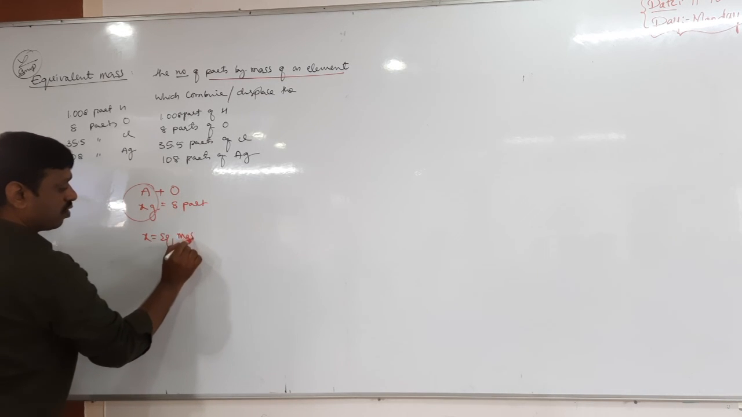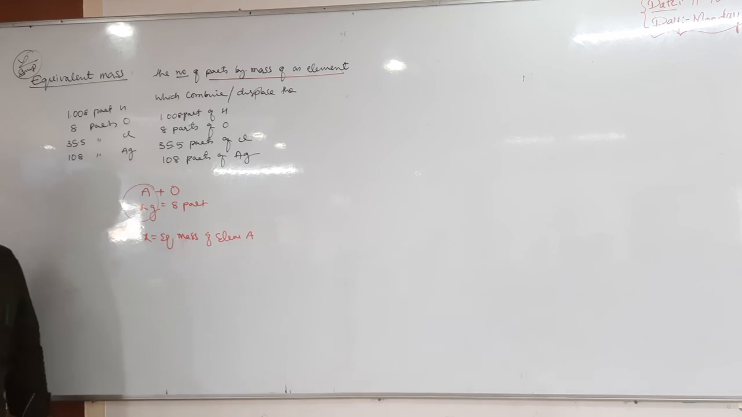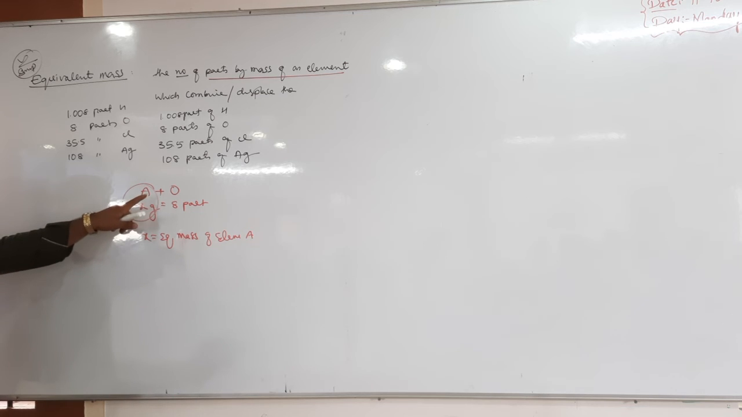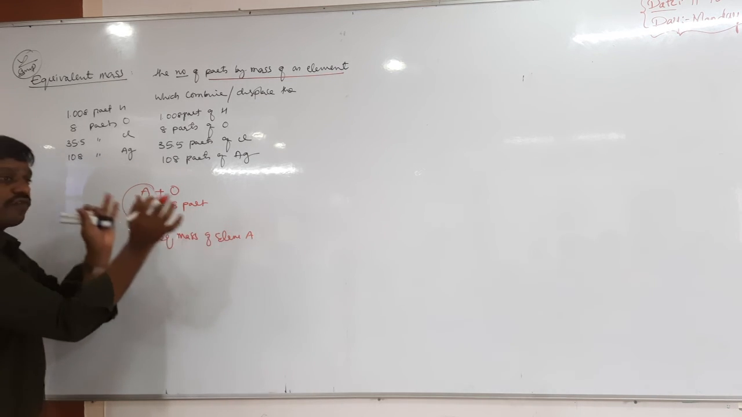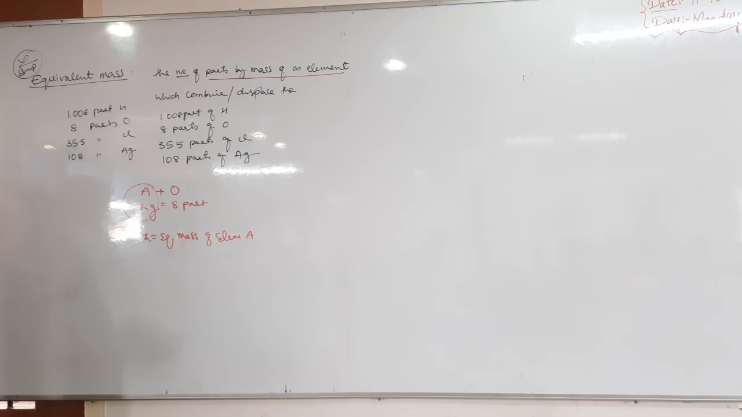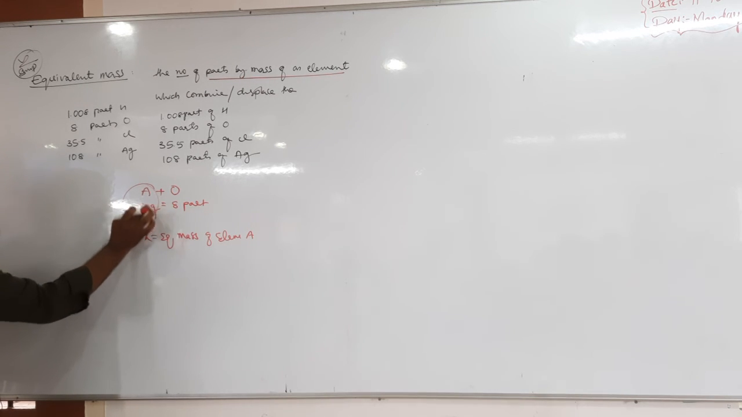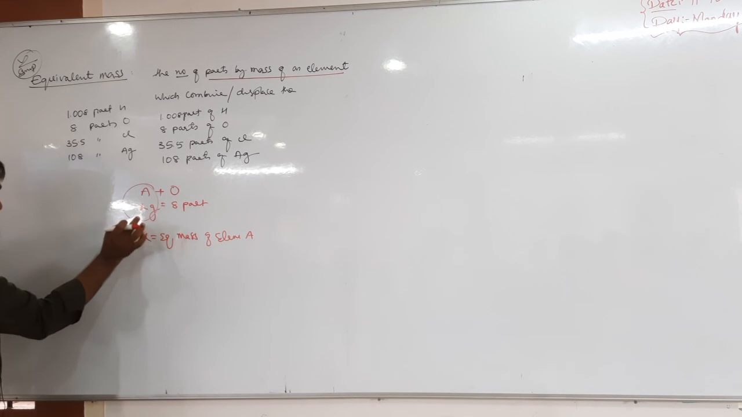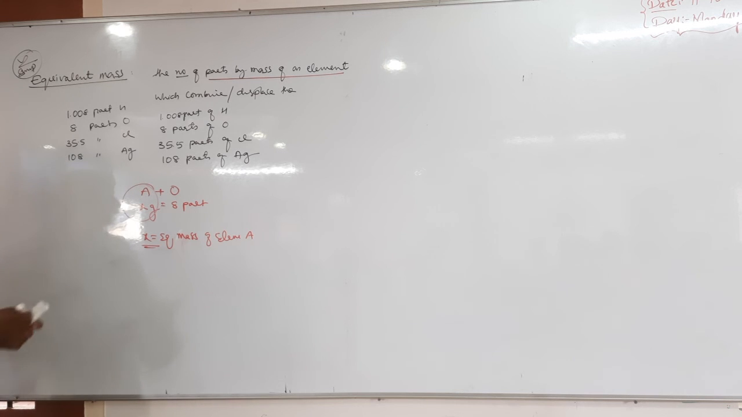That means X is the equivalent mass of element A. It means the number of parts of any element which combines with 8 parts of oxygen, that mass is nothing but the equivalent mass. So here 8 parts of oxygen is combining with X part of A. Therefore this X part is the equivalent mass of element A.